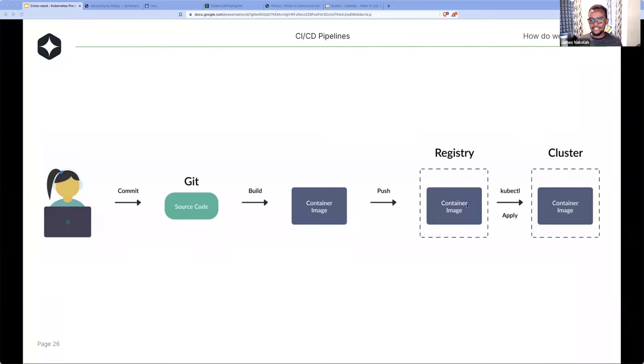And here, from the container registry, we now have a continuous deployment or continuous delivery process that will often involve us pushing the artifact to the cluster. So pushing that container image into a Kubernetes cluster, mostly using kubectl apply or some other variations like, you know, Helm, Kustomize, Jsonnet, whatever.